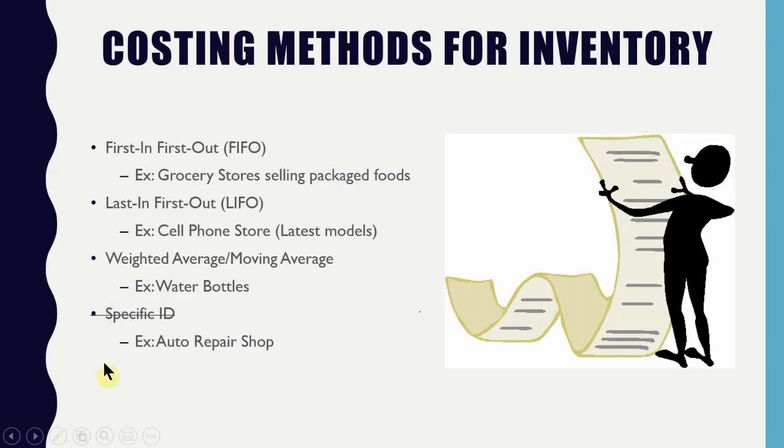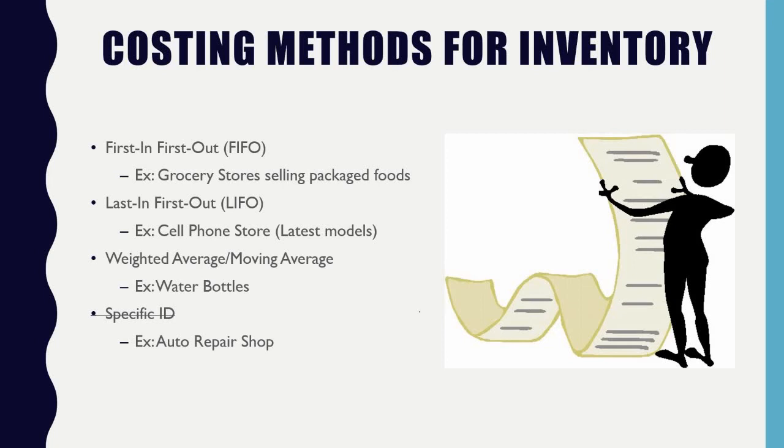Specific ID is going to be something that is more geared towards... The reason why you would use specific ID as a costing method is because, for instance, an auto repair shop is not always going to have inventory on hand, because in this case the inventory items are specific to that particular item. It has to be requested.